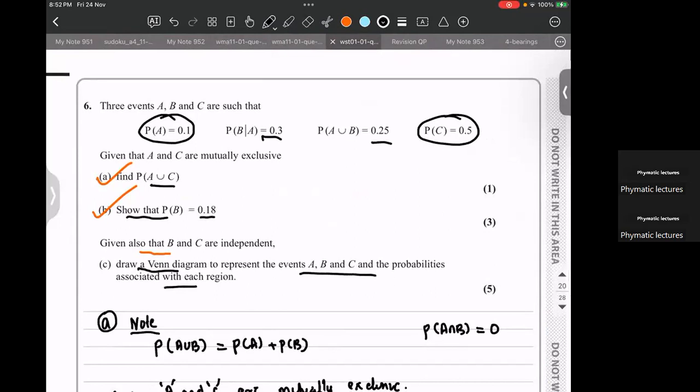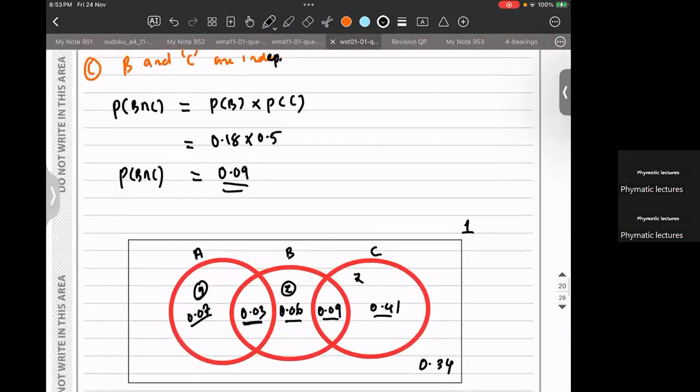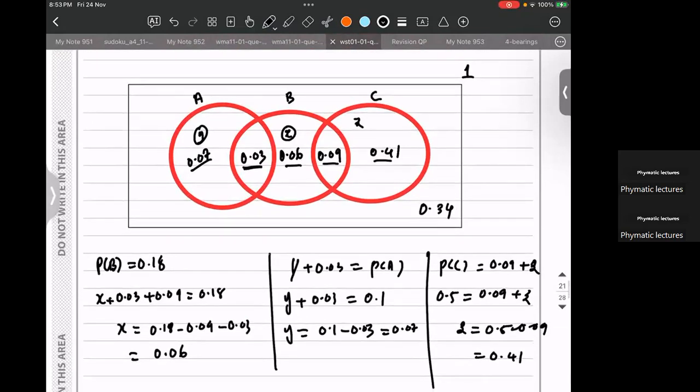So again, question number 6 was also a very simple question. It is related with the probability and a Venn diagram. Hope you got the idea regarding this.